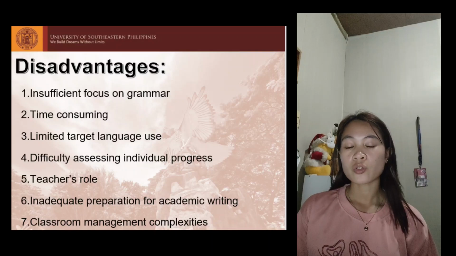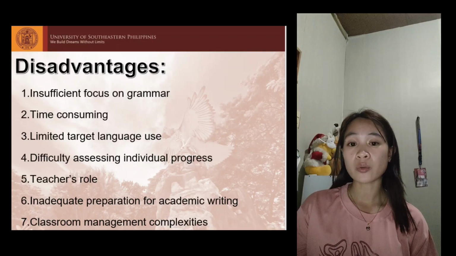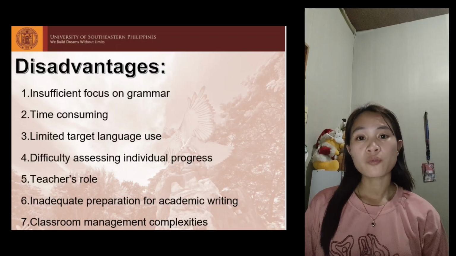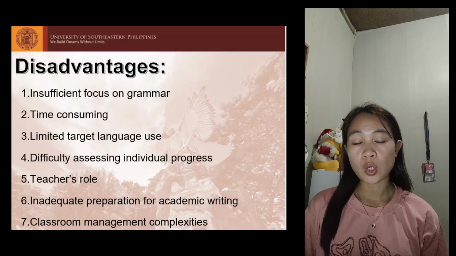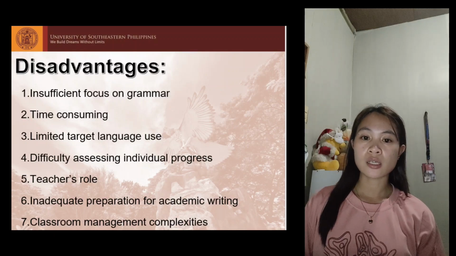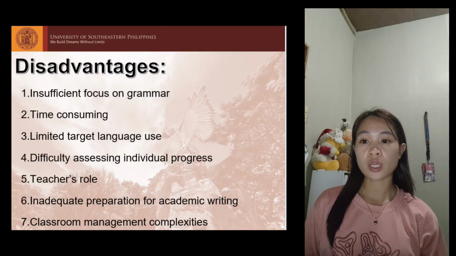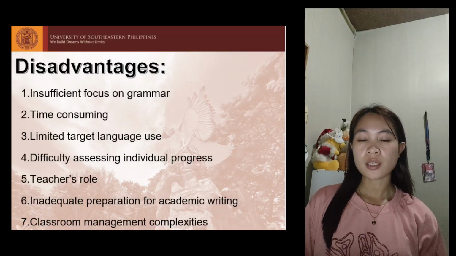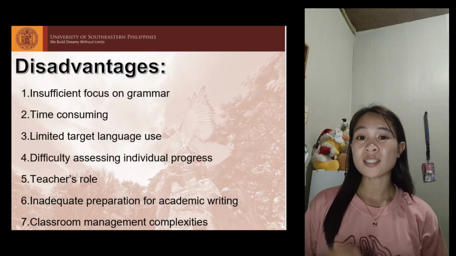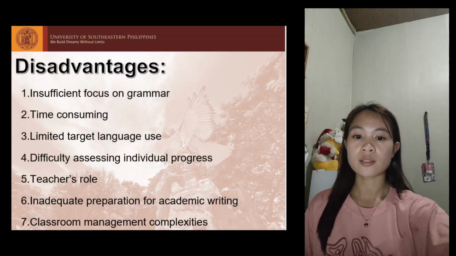Number three, the limited use of the target language. In this approach, students tend to use their native language rather than the target language in communicating. Number four, there might be a difficulty in assessing individuals' progress since CLT is more on collaborative activities and real life communication process. It makes it difficult to assess individual progress among our students.